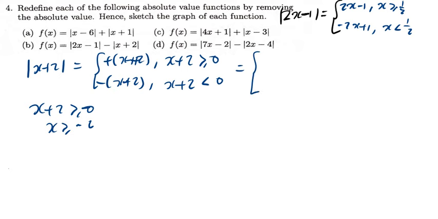We can clearly see that positive will not affect anything. So if I multiply by positive, it will be x plus 2, with the condition that x should be greater than or equal to negative 2. Then the next one will be negative x minus 2, and the condition should be that x is less than negative 2. I've redefined that one.